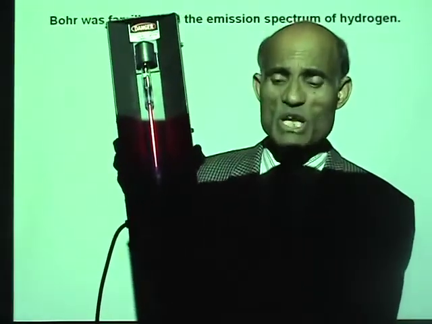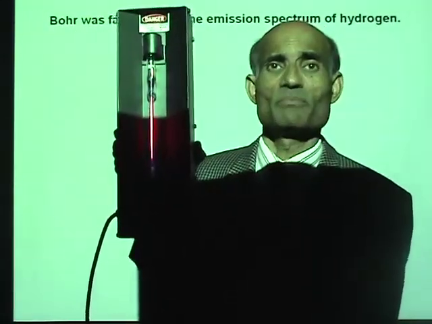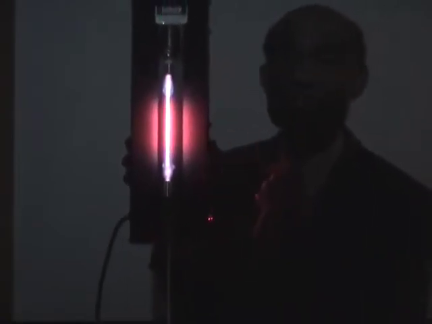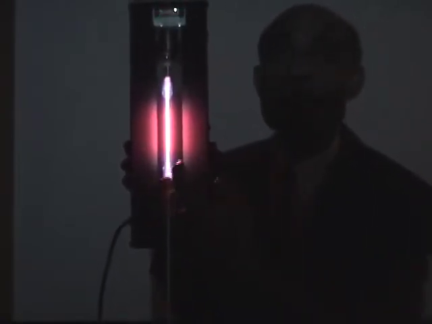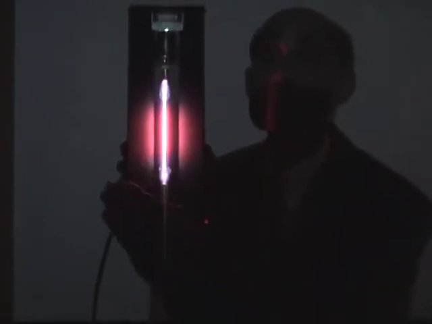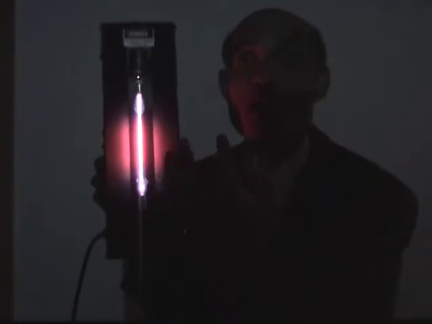Now, what is the meaning of emission spectrum? Now, look at the hydrogen light. If I pass this light through a prism, I can obtain the spectrum of this. Now, what is the meaning of spectrum? You know that every color, or any light, is actually made up of colors. So if I pass this light through a prism, I can break it into colors, and I can get the spectrum of that.